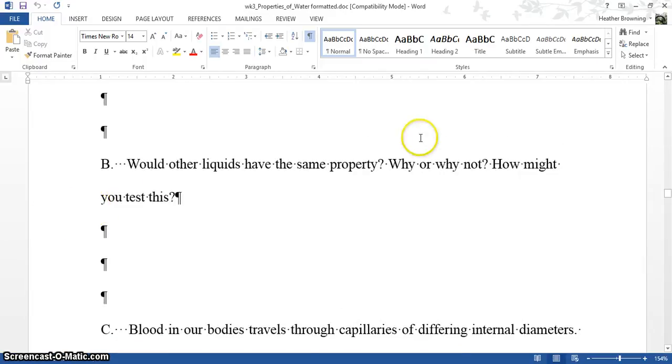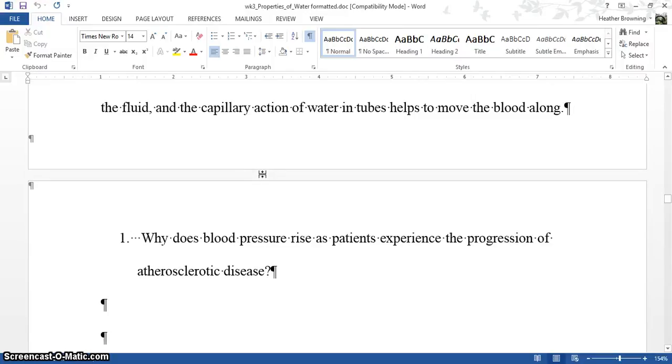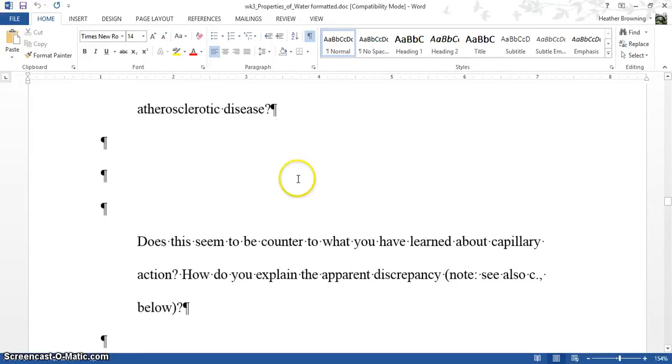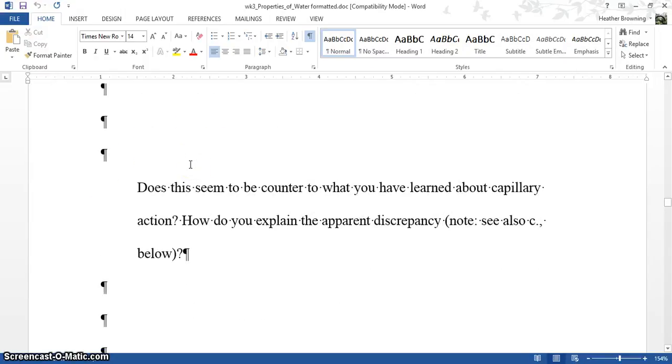I would probably have to do outside research. Well, I have the answer key, so I don't. But you might want to do that. Blood does kind of the same stuff. See, it gives you like one of them. Why does blood pressure rise with this disease? I would probably look that up.